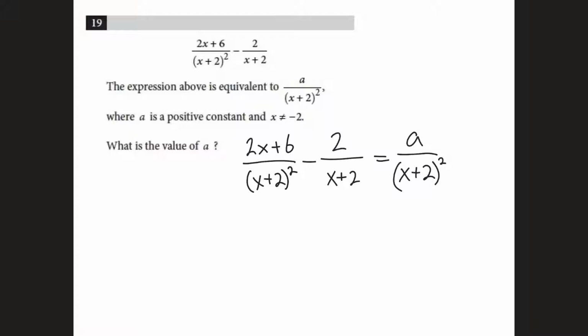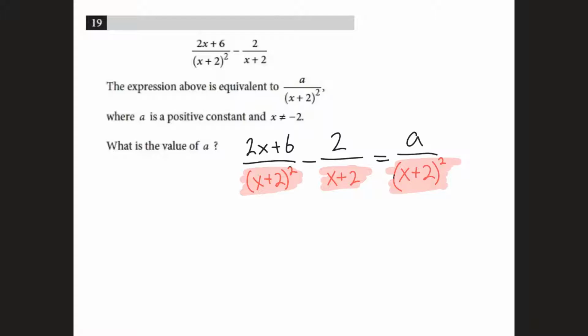So what I'm looking at here is that the denominator here and the denominator here are the same, and it's really just x plus 2 squared. So I can see that in this fraction I'm missing a factor of x plus 2. Well, if I multiply the bottom and the top by x plus 2 on the second term, then all my denominators will be equivalent.